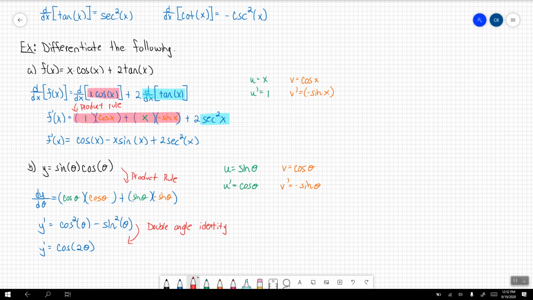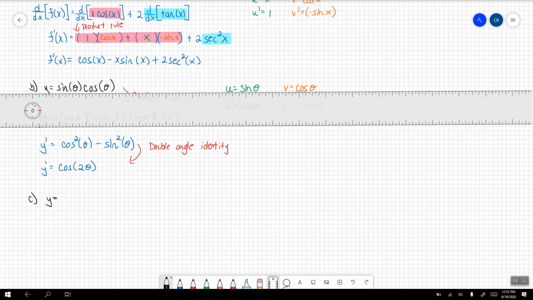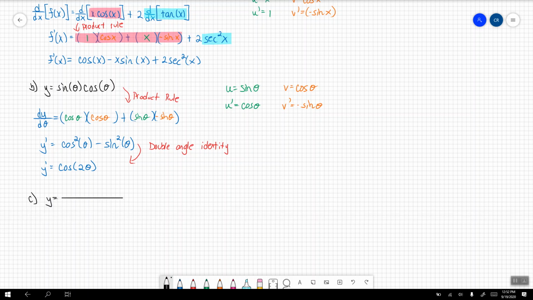Awesome. So let's go on with one more and see how this is going to play out. Part C. So here for part C, we're going to have y is equal to this rational function, which is going to have, in the denominator, 1 plus tangent of t. In the numerator, we're just going to have sine of t.